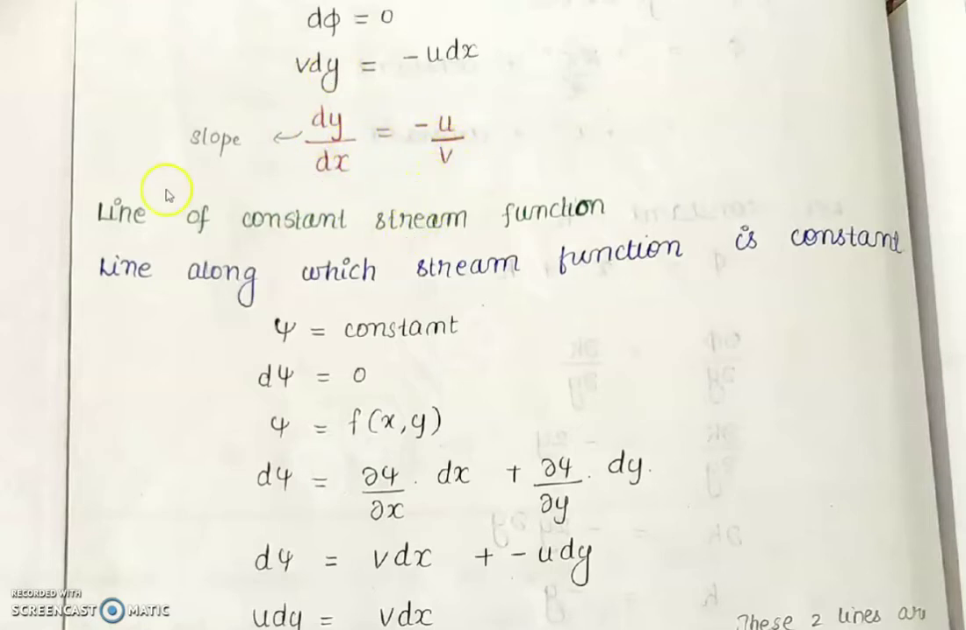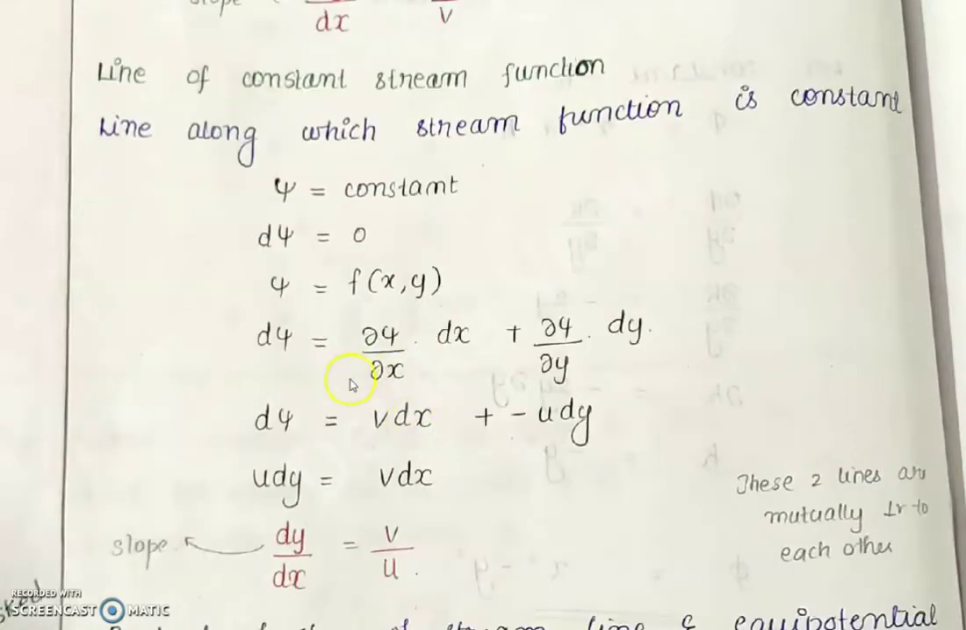Okay, the next one is the line of constant stream function. This is the line along which the stream function, that is the psi value, is a constant. So psi equal to constant, so d psi equal to 0. Psi equal to f of x, y. Imagine psi is a function of both x and y.